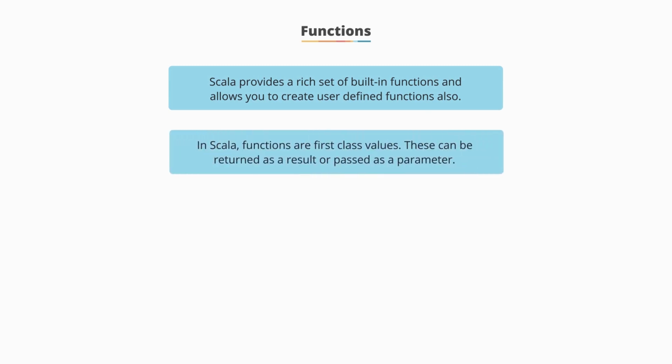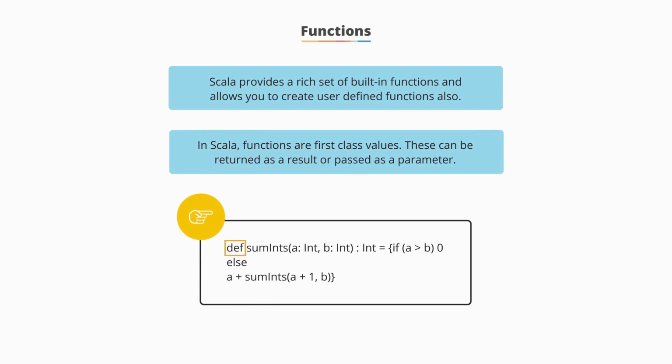In Scala, functions are first-class values. These can be returned as a result or passed as a parameter. You can create functions by using the def keyword. You must mention the type of parameters while defining functions, and the return type of a function is optional. If you don't specify the return type of a function, the default return type is Unit.